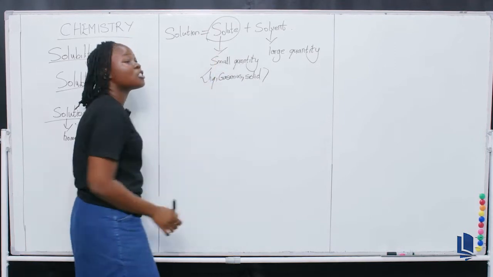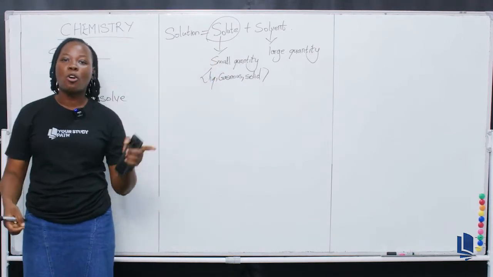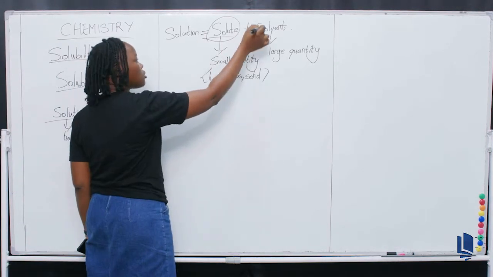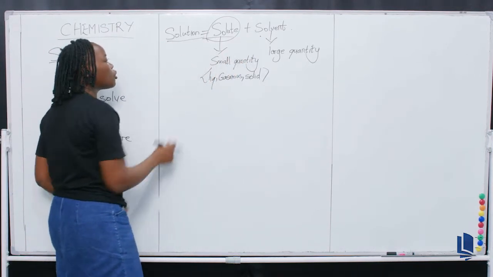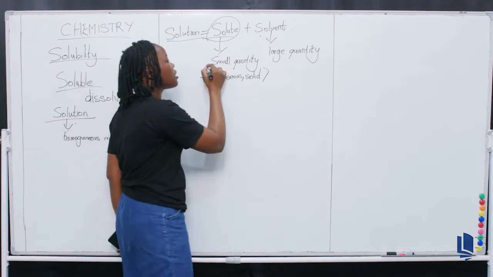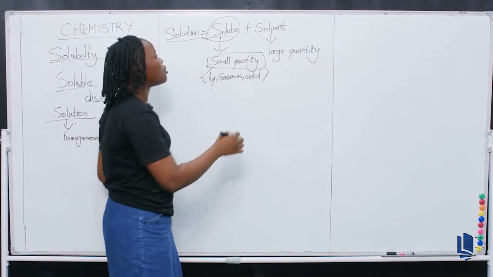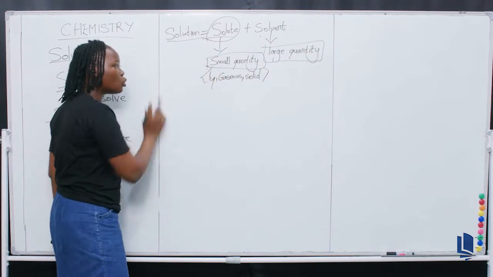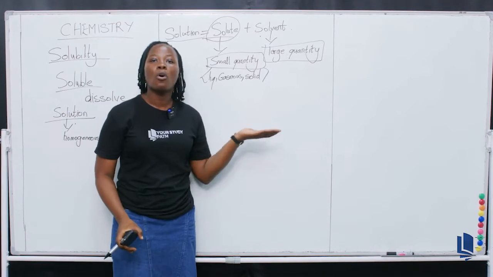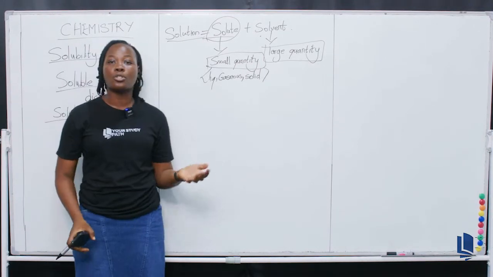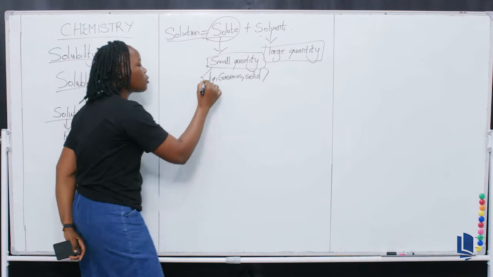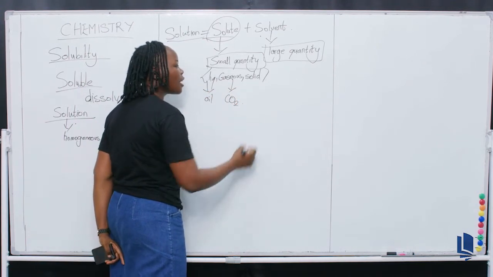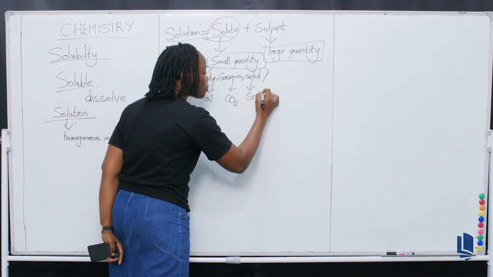The solute is the substance that dissolves in the solvent to form a solution. We established the fact that the solute is present in small quantity, so it's that which is dissolved in the larger quantity, that's the solvent, to form a solution. It can either be liquid, gaseous, or solid. Consider liquid: it can be oil. Gaseous can be CO2, that's carbon dioxide, and solid can be salt or sugar.